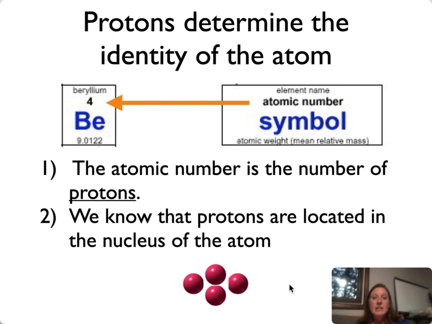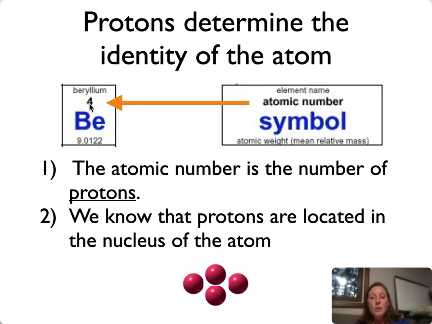Okay, let's go back to the periodic table. I told you that the atomic number and the atomic mass were the only 2 things that we needed in order to be able to draw any atom. So let's start with the atomic number. The atomic number indicates the number of protons that any element has. The number of protons is how we identify the element.